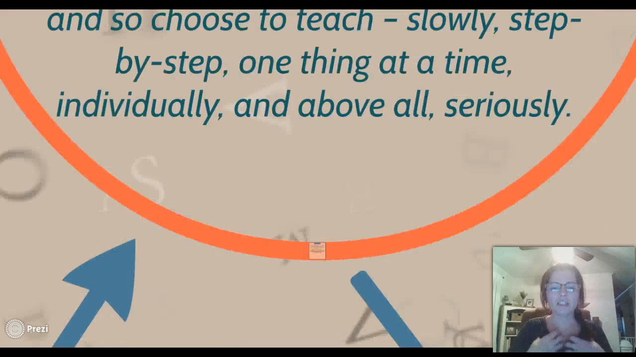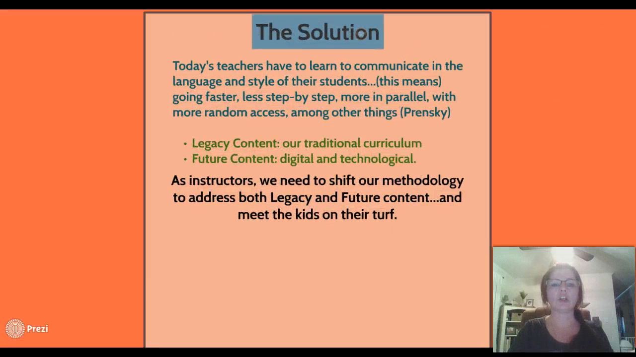So in order for us to be successful, we need to start abandoning that. We need to acclimate to their environment and meet these kids on their turf. Today's teachers have to learn to communicate in the language and style of their students. They're not going to change to suit us, I assure you. We need to be less step-by-step, more parallel, with more random access, among other things.